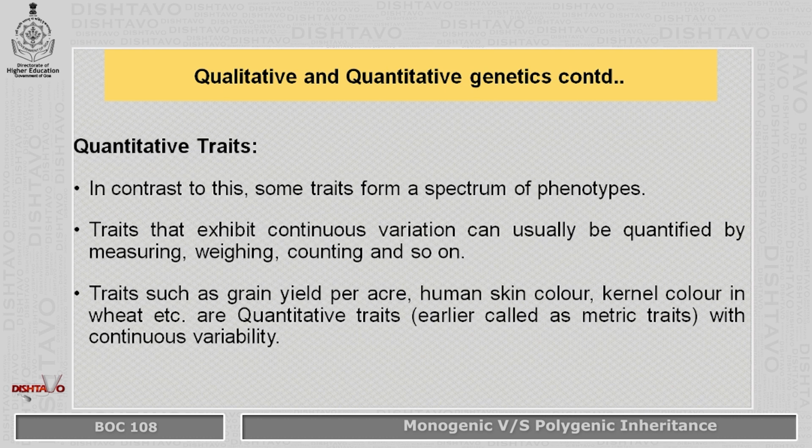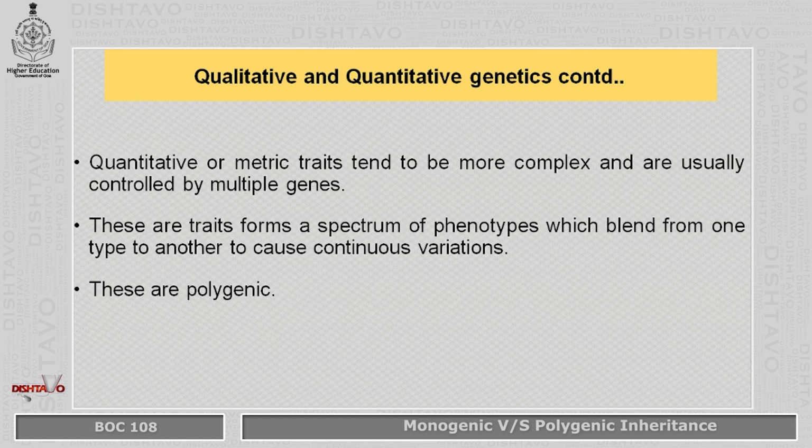As against that, let us see quantitative traits. Now, these quantitative traits are the ones which have a spectrum of phenotypes. These traits exhibit continuous variation that can usually be quantified, and it can be quantified by measuring, by weighing, by counting, and so on. Traits such as the grain yield per acre, or the human skin color, or the kernel color in wheat are all quantitative traits. These quantitative traits were earlier referred to as the metric traits, and these have continuous variability. So these quantitative traits or the metric traits, they tend to be more complex, and they are usually controlled by multiple genes.